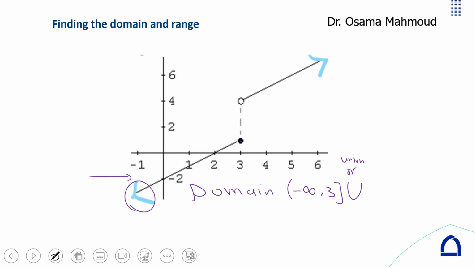Okay, union what? Yeah, you start again from 3, but this part is not included, to the right of 3 up to the maximum value of x because it extends far right, which is positive infinity. This is the domain. What about the range? I would leave the range for you. Okay.